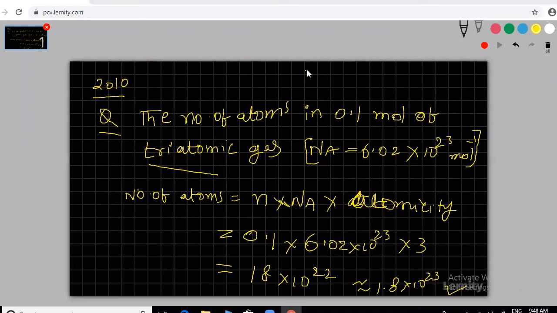This symbol means approximately equal, not exactly equal value. If you write it like this, it means approximately equal. Is anything wrong here? Can you find anything? Number of atoms equals number of moles into Avogadro number into atomicity. Triatomic means 3 atoms. It is a triatomic gas. Nothing wrong here.